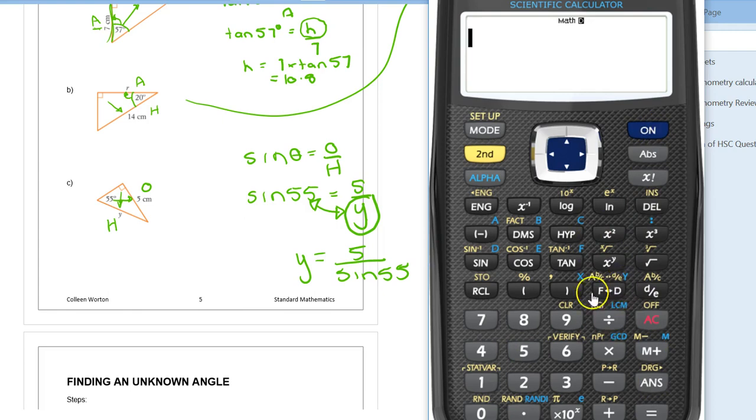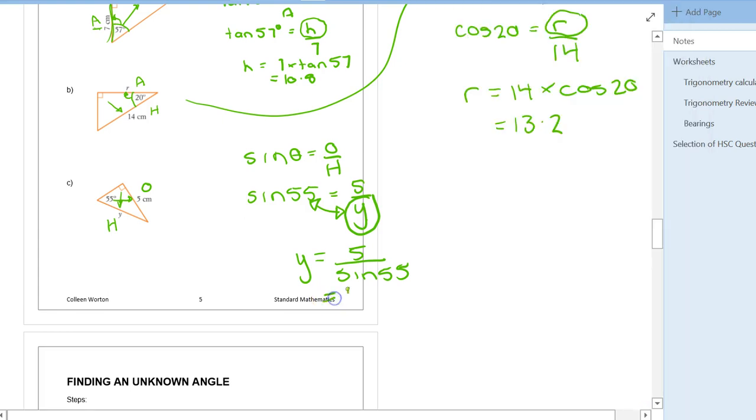Oops. 5 divided by sine 55. I forgot to close the bracket. Now I get 6.1. So y is 6.10, which is good as well because this side's 5 and the hypotenuse has got to be bigger.